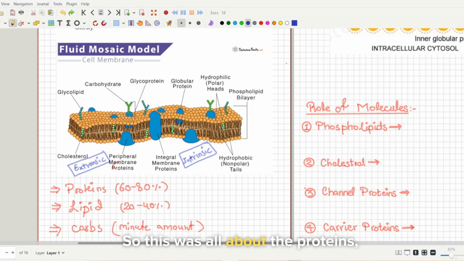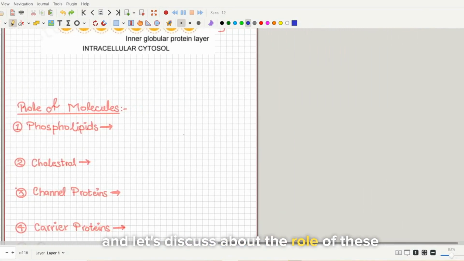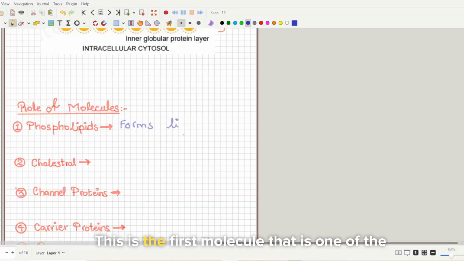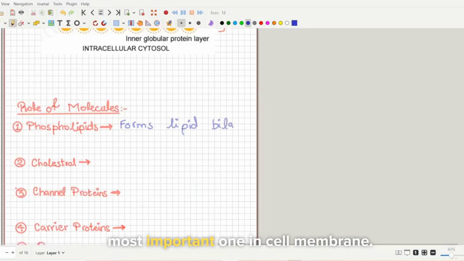So this was all about the basics of proteins, carbohydrates and lipids. Let's go into detail for these molecules and discuss their roles. The first is the phospholipids. As you can see, the phospholipid forms the lipid bilayer. What do the phospholipids do? They form the lipid bilayer. This is the first molecule, and one of the most important ones in the cell membrane.